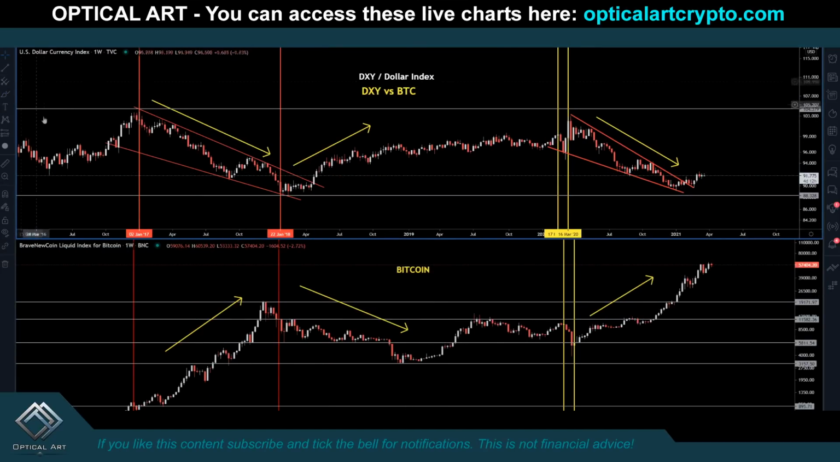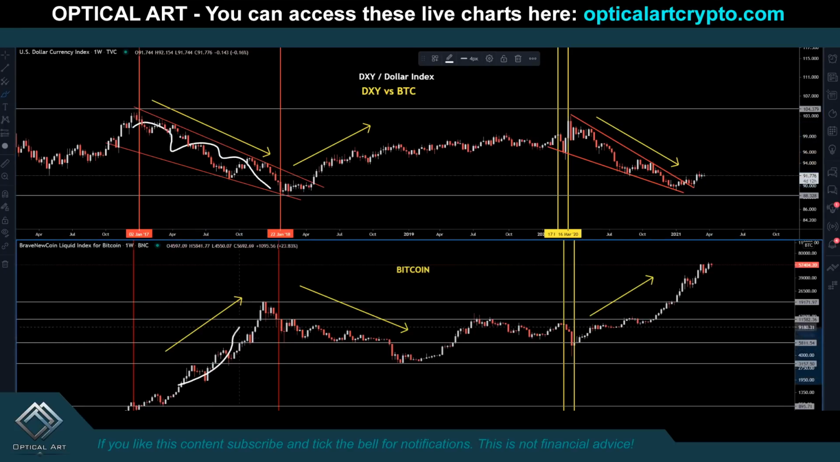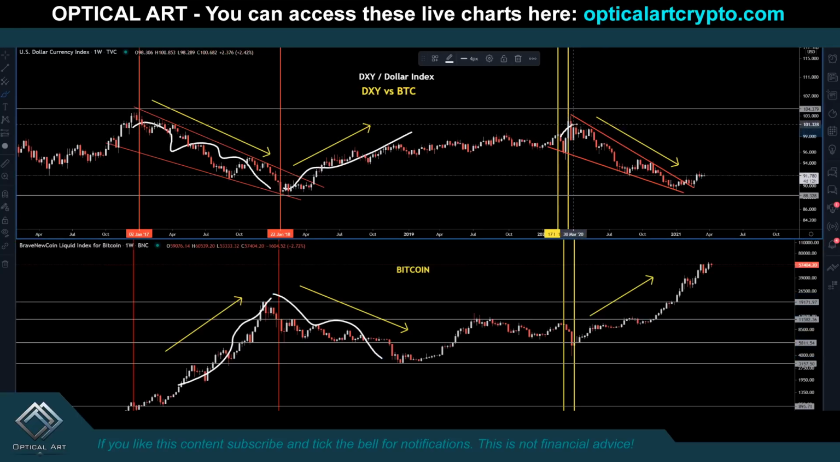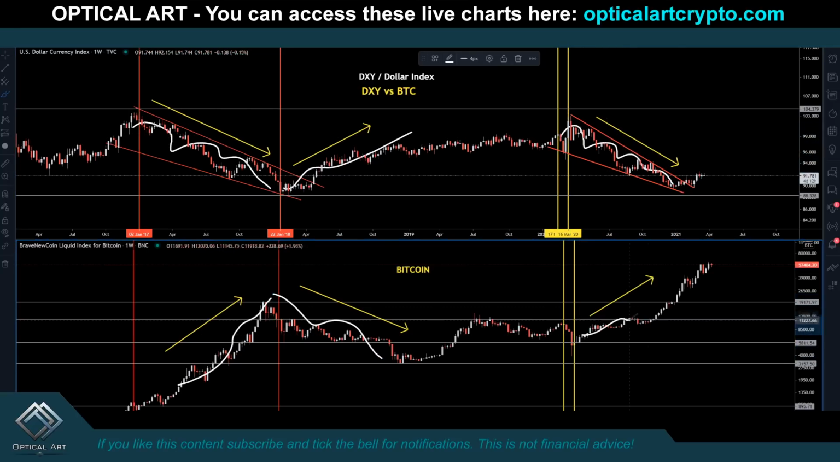You can clearly see that. This was the 2nd of January 2017. The dollar was coming down, Bitcoin was pushing up. As soon as the dollar pushed up, Bitcoin dropped 84%. This was after the COVID crash. Dollar coming down, Bitcoin pushing up.